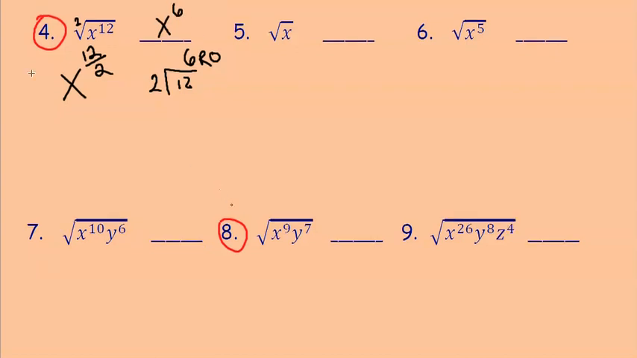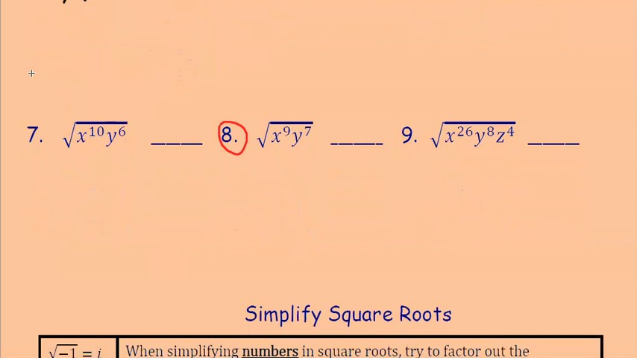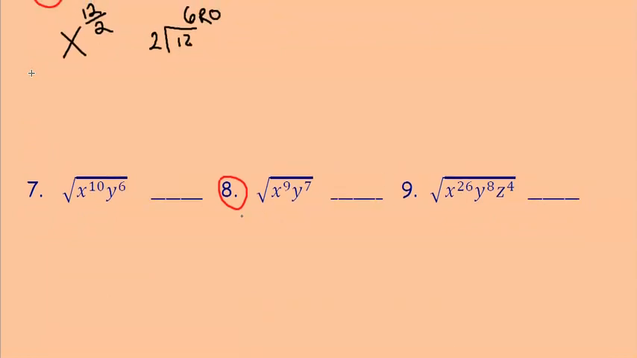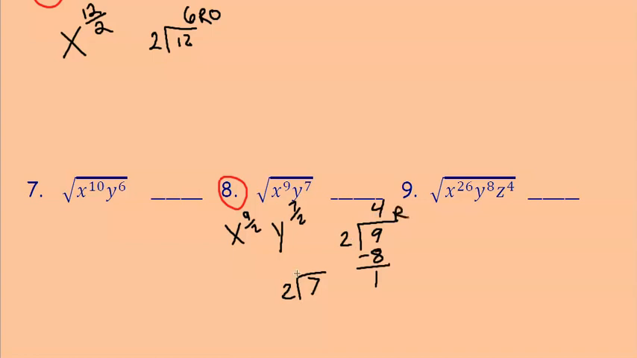Let's look at number 8, the square root of x to the 9th power times y to the 7th power. First we will rewrite it as a rational exponent. So we have x to the 9 over 2 power times y to the 7 over 2 power. So we're going to have our long division problems, 9 divided by 2, and then we have 7 divided by 2. 2 goes into 9, 4 times without going over. 4 times 2 is 8. Subtract, you get a remainder of 1.